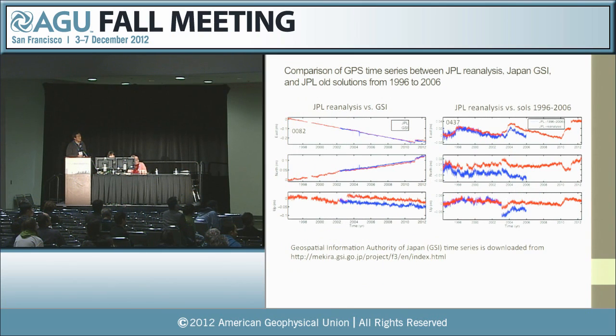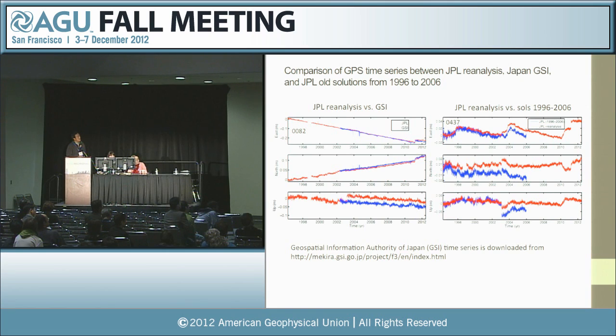So this is just showing the simple comparison between the reanalyzed GPS time series from JPL versus the Japan GSI processed GPS time series on the left part. And we also compare the 16-year time series versus the old time series solution we have used before. As you can see, the JPL solution and GSI solution generally agree very well, although GSI looks like it has many more outliers compared with the JPL solution.